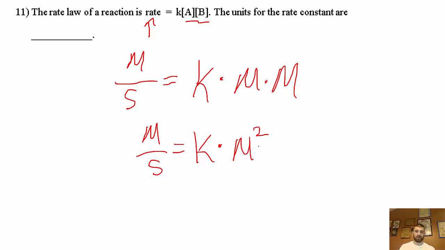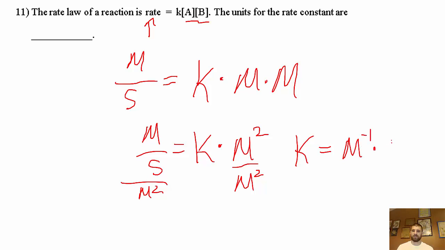Alright, well, let's get K by itself. So we got to divide each side by molar squared. And you get K equals 1 over seconds times molar, or molar to the negative 1 times seconds to the negative 1. So that would be the units right there.